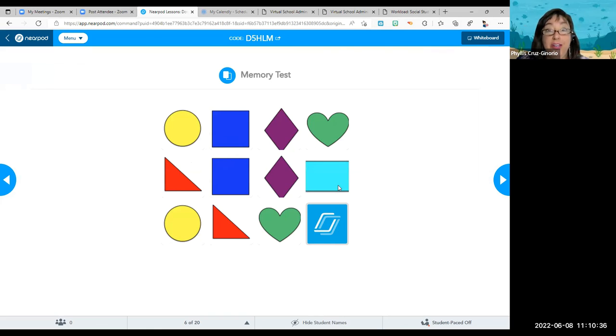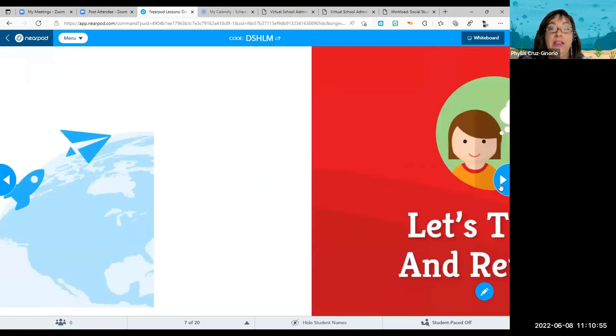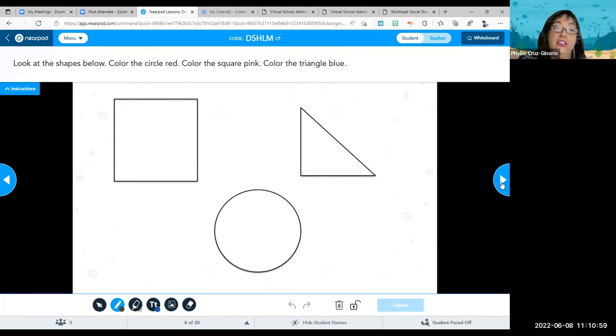Do you know what this one is? It's a rectangle. It looks a lot like a square, but it's sort of stretched out because it has two long sides that are parallel and two short sides that are parallel. And we did it. We matched them all up. So now let's move on. We're going to look at the shapes below.